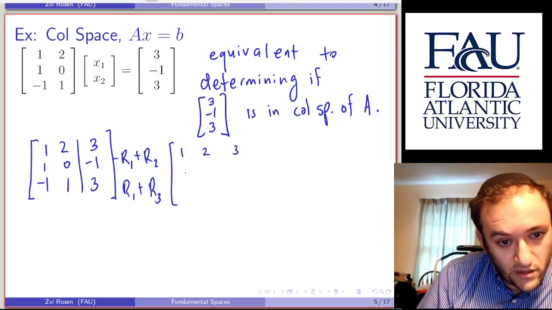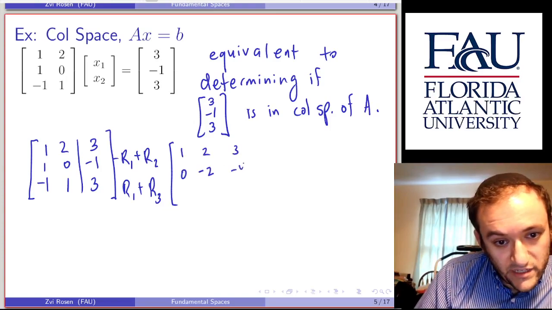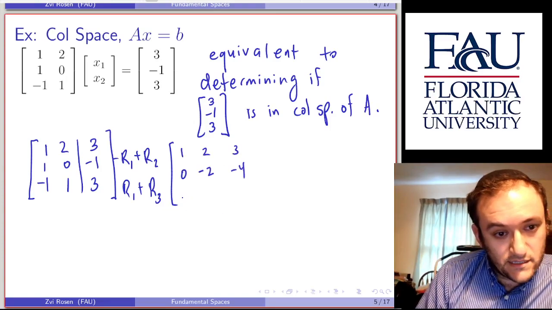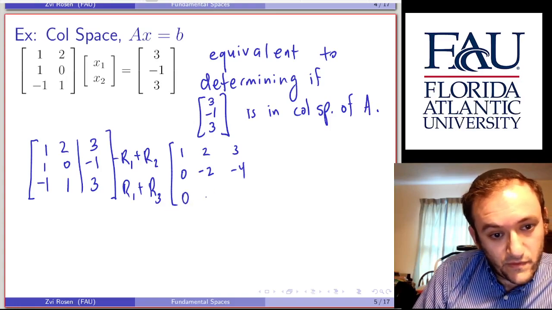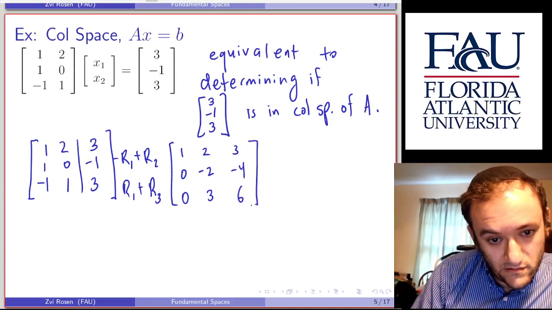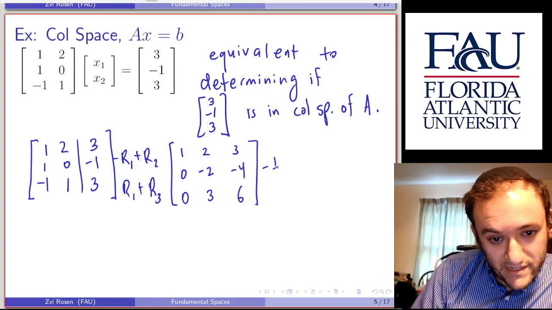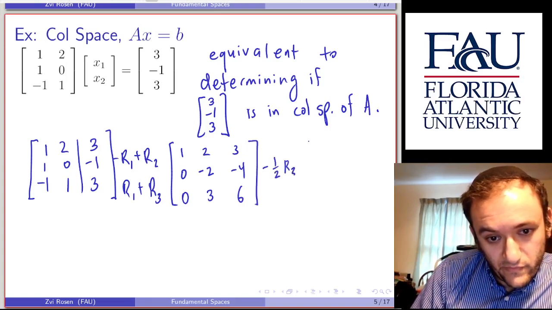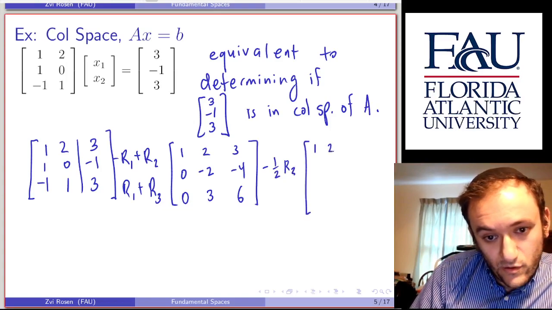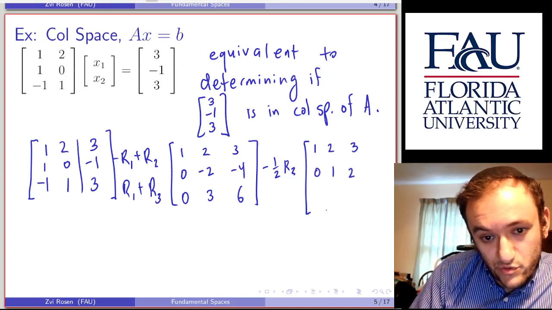We'll add minus row 1 to row 2, and positive row 1 to row 3, which gives us 1, 2, 3, 0, minus 2, and minus 4. And then this is 0, 3, and 6. Okay, I'm going to multiply this by minus 1/2, and I obtain 1, 2, 3, 0, 1, 2, and 0, 3, 6.